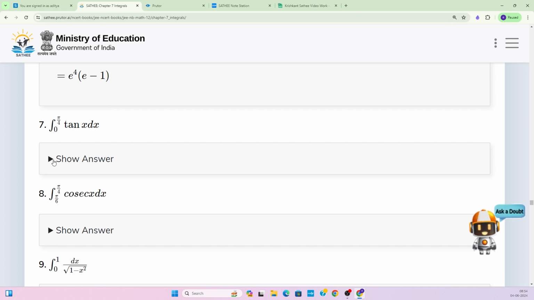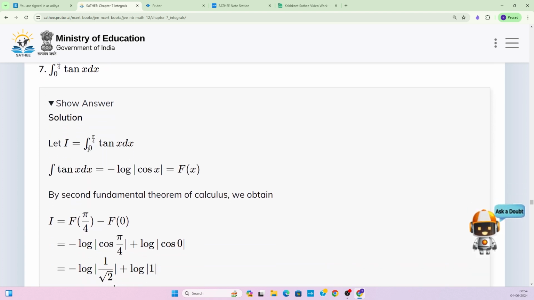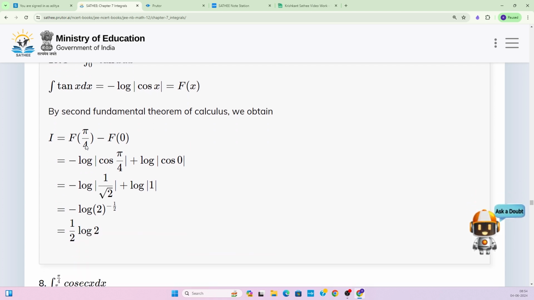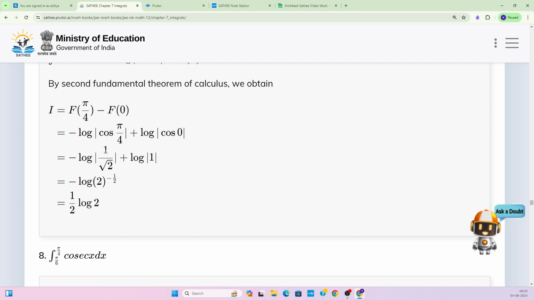For this seventh problem, definite integral from 0 to pi by 4 of tan x dx. The indefinite integral of tan x dx will be minus log modulus cos x, which will be your capital F(x). This means F of pi by 4 minus F of 0 means minus log cos pi by 4 plus log cos 0. This gives you 1 by root 2 and 1. You all know log 1 is 0. This means this will be half of log 2.